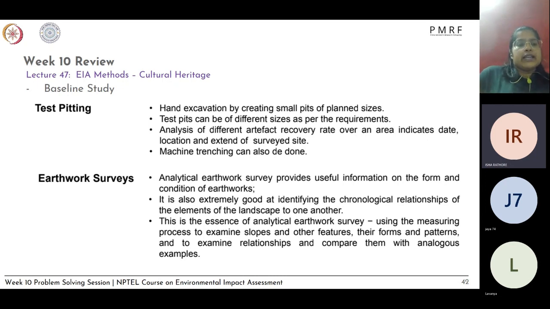site. Then you also have earthwork surveys, which provide useful information on the form and condition of the earthwork, and they're extremely good at identifying the chronological relationships of the elements of the landscape to one another. And the essence of analytical earthwork survey is to measure the process, to examine the slopes and other features, their flows and patterns, and to examine the relationships and compare them with different examples.